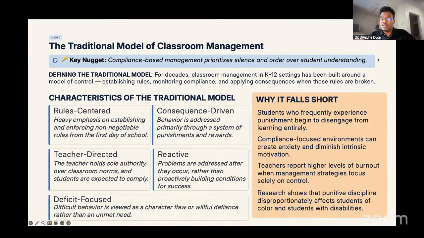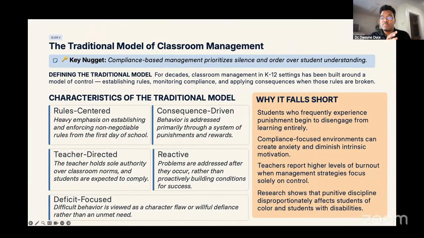Now, there are shortfalls to this. When you look at controlling every single thing in the classroom, you're looking at students who frequently experience punishment. They begin to disengage from learning entirely. Over time, they feel like the teachers don't care about them, that all they care about is to punish them. Whether or not they know they're trying to communicate with us through their behavior, based on their surroundings and background, we need to determine how we're going to approach that.